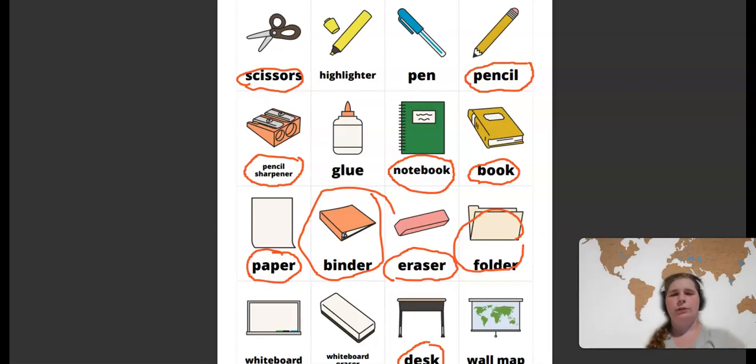What do I use to sign my name on an official document? I use a pen to sign my name. What does the teacher use to write on in class? The teacher writes on a whiteboard in class.